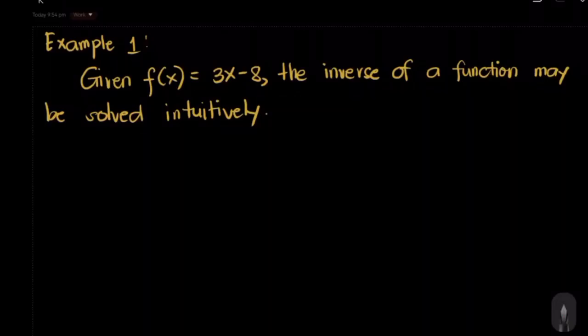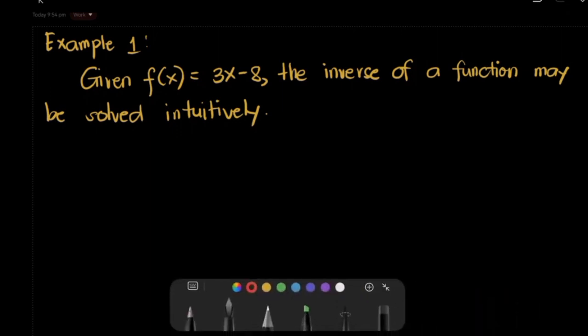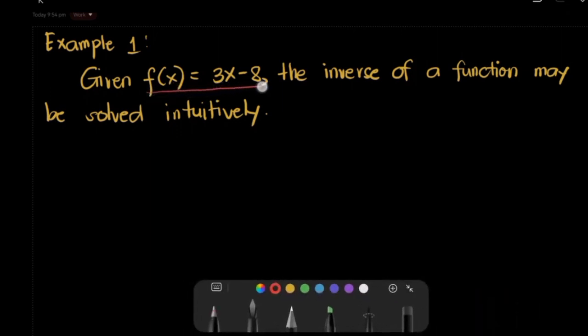Now, let's have example number 1. Given f of x is equal to 3x minus 8. The inverse of a function may be solved intuitively. Now, we have here this function. Earlier, we tackled the steps on solving the inverse of a one-to-one function. So, we are going to express the function in the form y is equal to f of x. So, apply natin siya. y is equal to 3x minus 8. Now, since napuli na nato si y, pwede na nato siya i-interchange ang x and y variables in the equation.